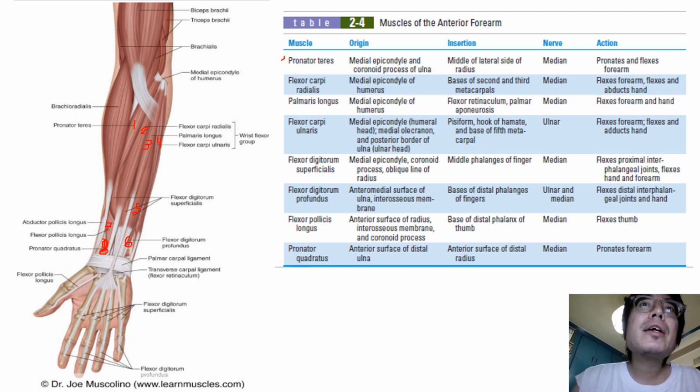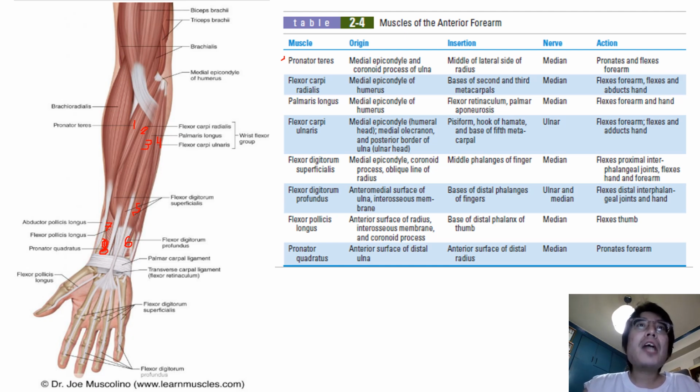Medial to the flexor carpi radialis is the palmaris longus. The palmaris longus over here also originates from the medial epicondyle of the humerus, and it inserts into the flexor retinaculum and the palmar aponeurosis of the hand. It is also innervated by the median nerve, and its function is also to flex the forearm and the hand.